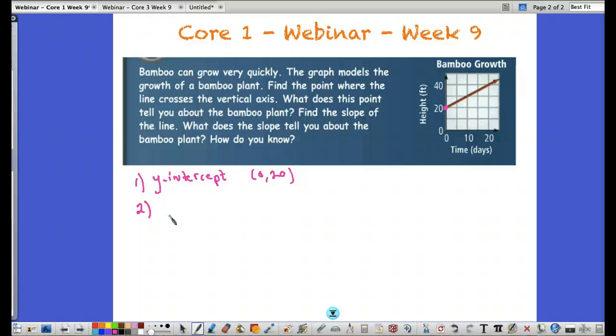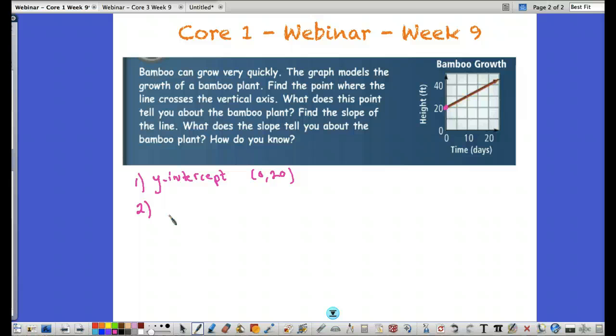Okay, so let's go through what you guys said. So Ashley, we'll start with you. The bamboo is already grown at 20 feet. Okay. And then Alexandra says it shows how long it took to grow. Okay. Kiona, at 0 days, the bamboo is 20 feet. And Sarai, the bamboo plant height is 20 feet. Okay, so I would say you guys all have good guesses, okay?